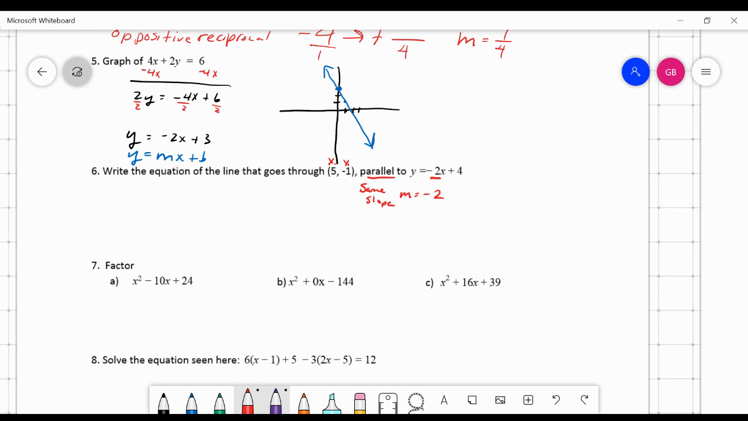So for the equation of the line, let's write it in point slope form since we have a point and we have a slope. y minus y1 is m times (x minus x1). So it's going to be y, the opposite of -1 is +1. The slope is -2. x, the opposite of 5 is negative.